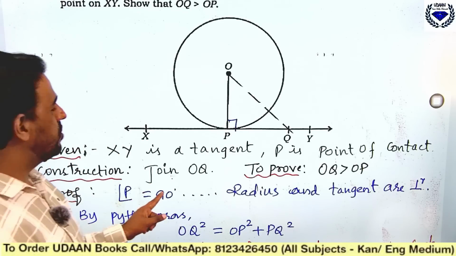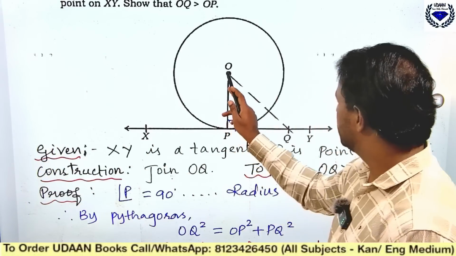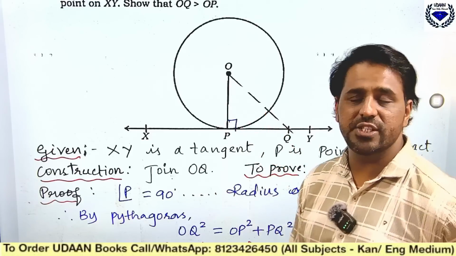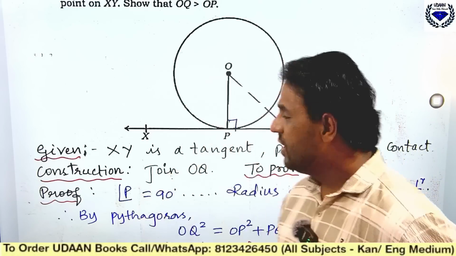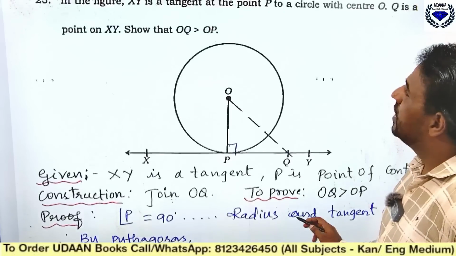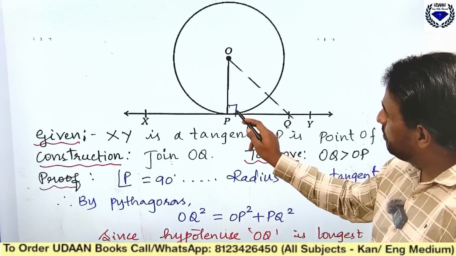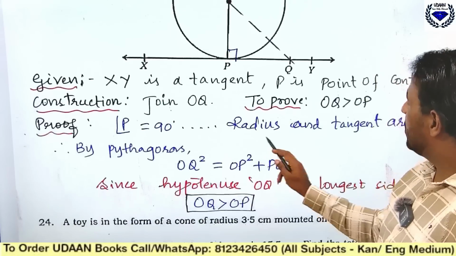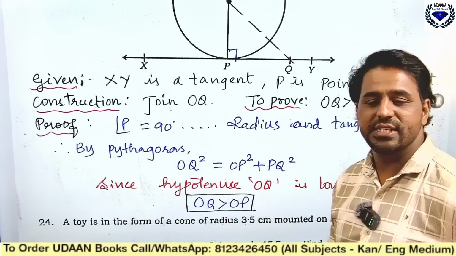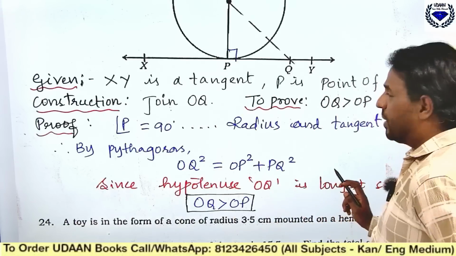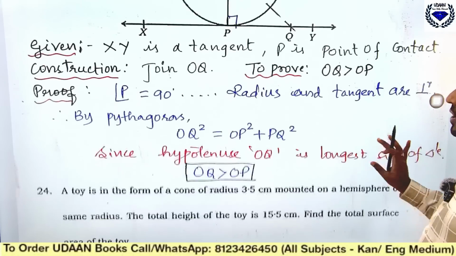Then you should draw the construction. So the construction is what I have drawn here. OQ we should join. Whenever you are drawing any construction, you should use dotted lines. Now what can you do to prove what? OQ should be greater than OP, you should prove. Now you know that angle P is what? 90 degrees. Why? Because radius and tangent are perpendicular. This is theorem 1, that radius and tangent are what? Perpendicular. I hope you are getting it.